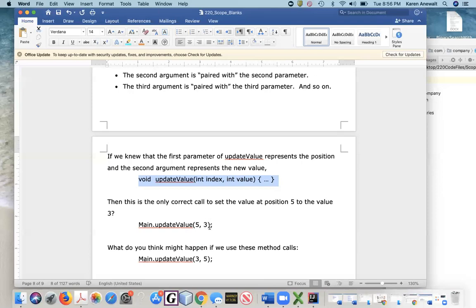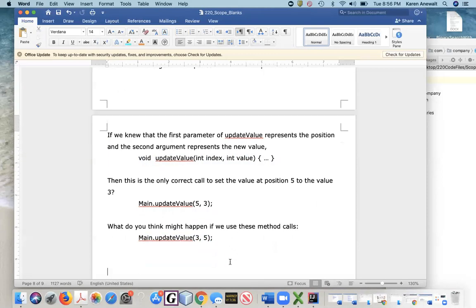And the second value, the 3, would get paired up with the second item, because they're both second. If somebody called that particular method with the reversed arguments, if you called it with the 3 first and the 5 second, what do you think would happen? Do you think it would still correctly set the value at position 5 to be the value 3?